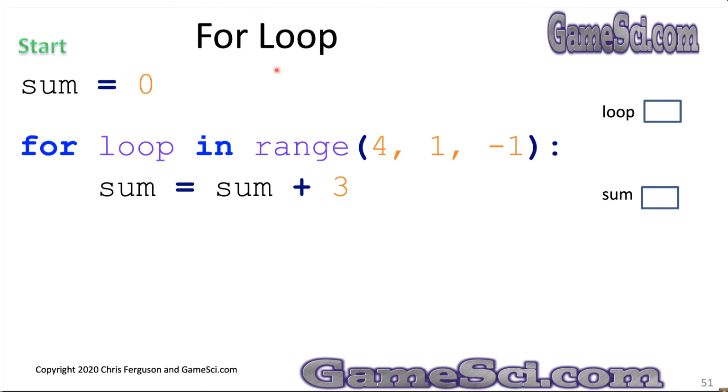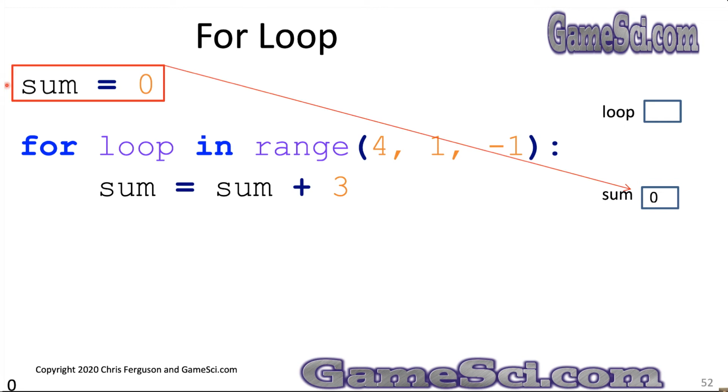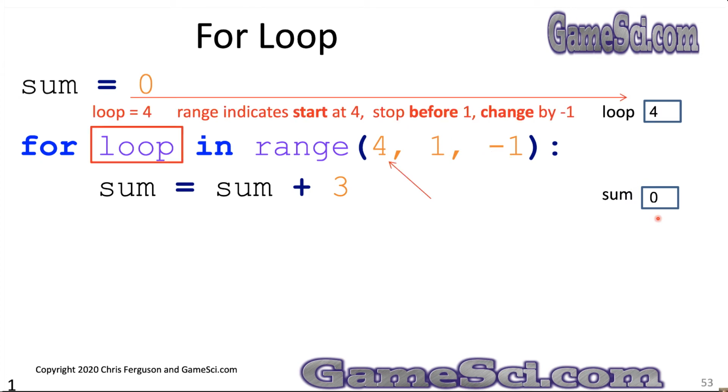Let's look at a real example with variables and actual executable code. Here's a for loop, a simple for loop. We'll set up a variable called loop and a variable called sum. Looks like loop will be my control variable, the one that decides how many times we spin through the loop. Let's initialize sum with the value 0 in it, and you can see a 0 shows up in our variable sum. For loop in range 4, 1, -1.